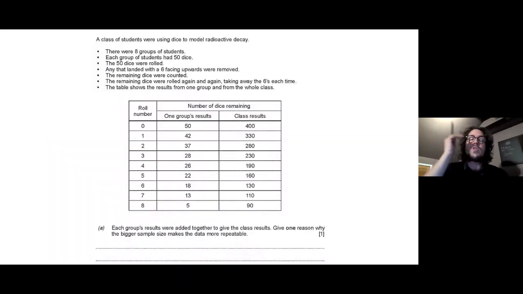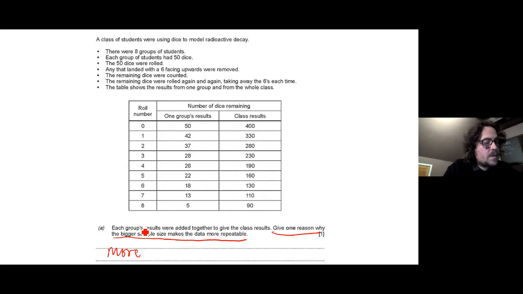All right. Now here's a question from a past paper. So we got a set of class results here, and we got a simple question: give one reason why the bigger sample size makes the data more repeatable. And what you need to know here, and this answer will help you always, is more data.